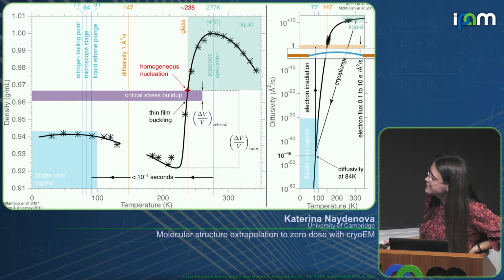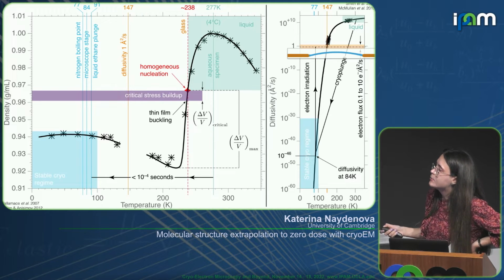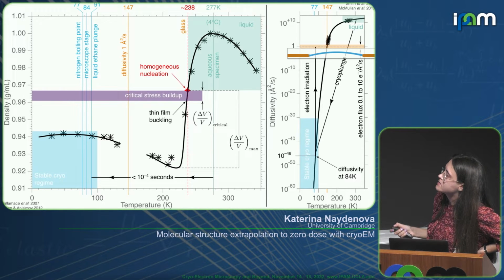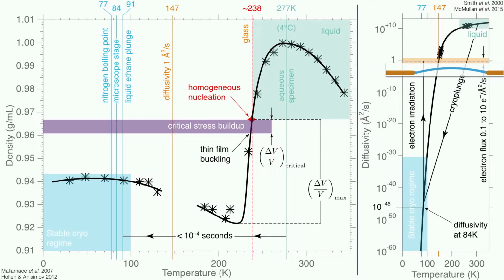During the electron irradiation, the mobility or the diffusivity of the water molecules goes from here to here, increasing by more than 40 orders of magnitude. That is because some energy is deposited by the electrons into the specimen. If you like to think about diffusivity in terms of temperature, that would be equivalent to having the film at a local instantaneous temperature of around 150 Kelvin, and which on this plot is somewhere here in the no man's land, where quite little is known about the properties of water.